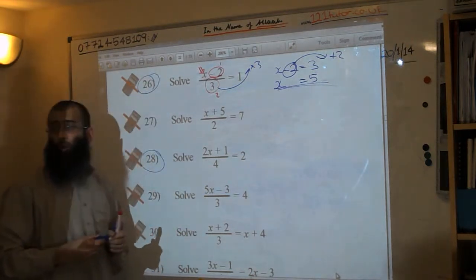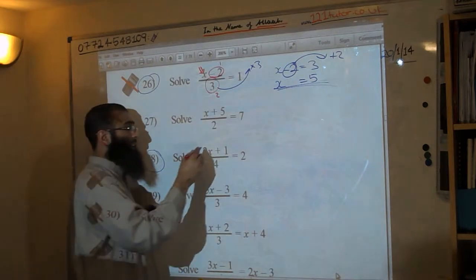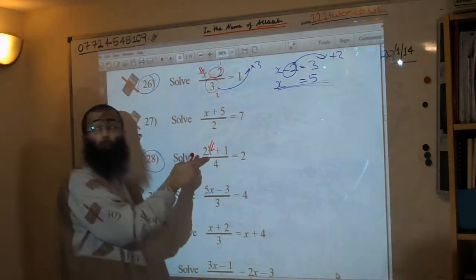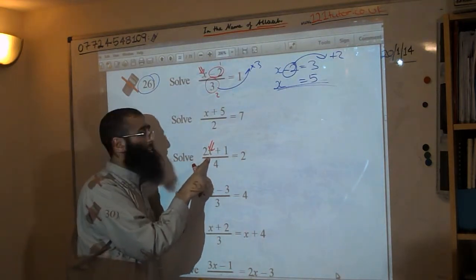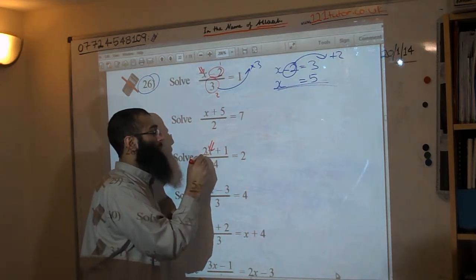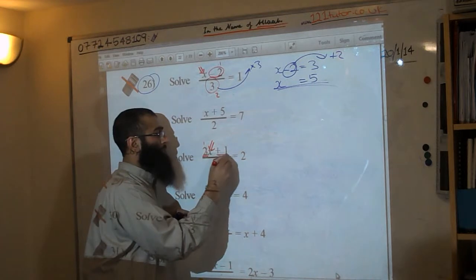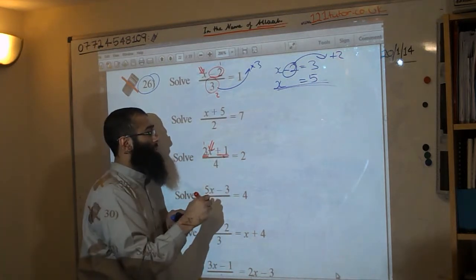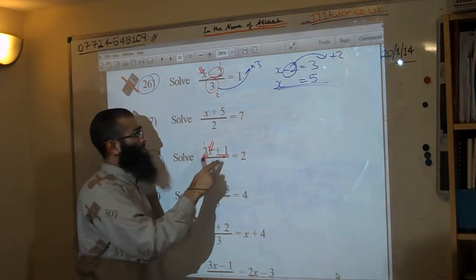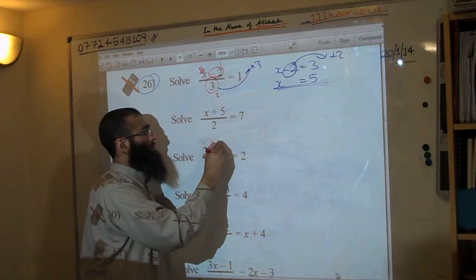We have (2x plus 1) over 4. We start at the x again. We look at what's been done to the x. We identify the actions. Times by 2 is the first action, plus 1 is the second action.